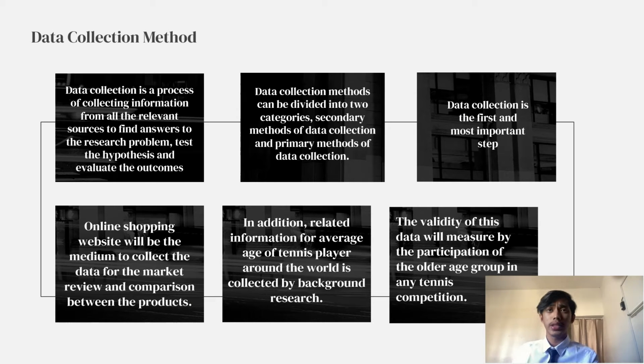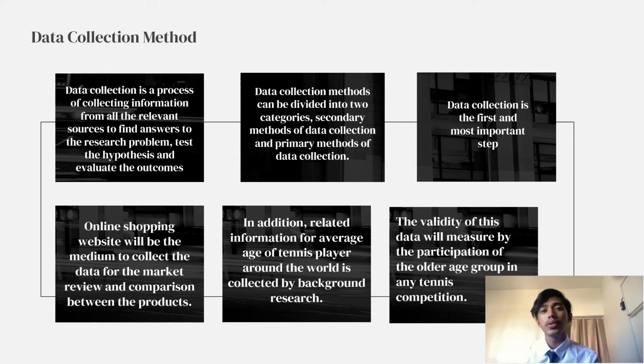Okay, the data collection method is a process of collecting information from all the relevant sources to find answers to the research problems, test the hypothesis, and evaluate the outcomes. Data collection methods can be divided into two categories: secondary methods of data collection and primary methods of data collection. It is also the first and the most important step.